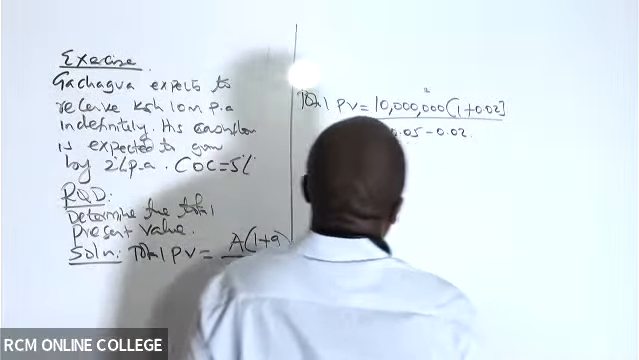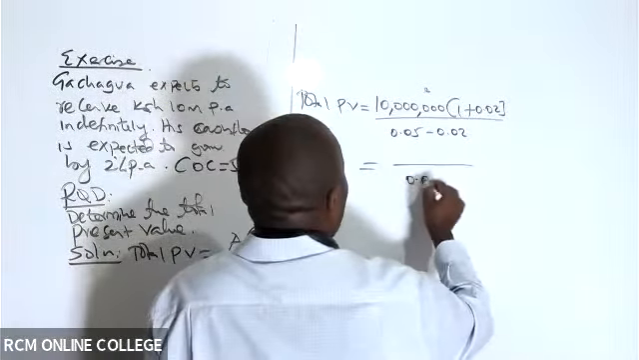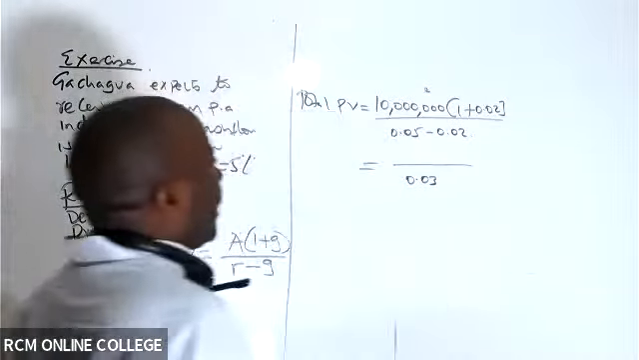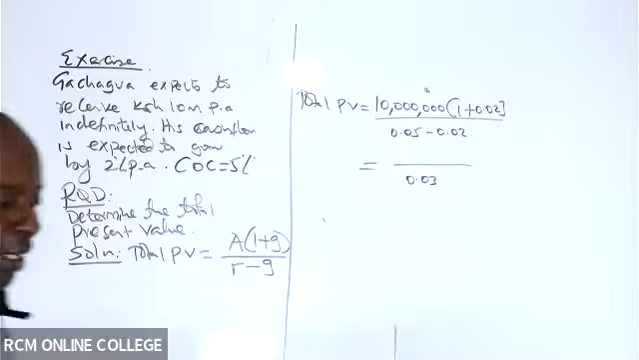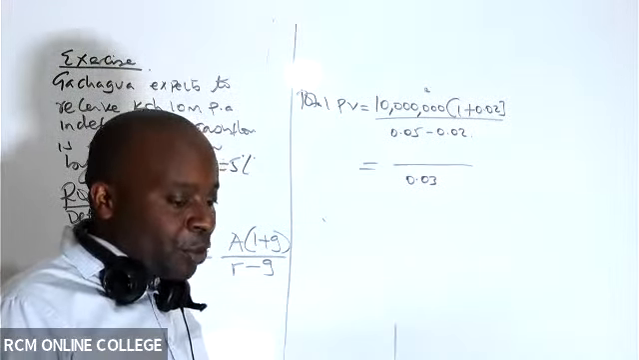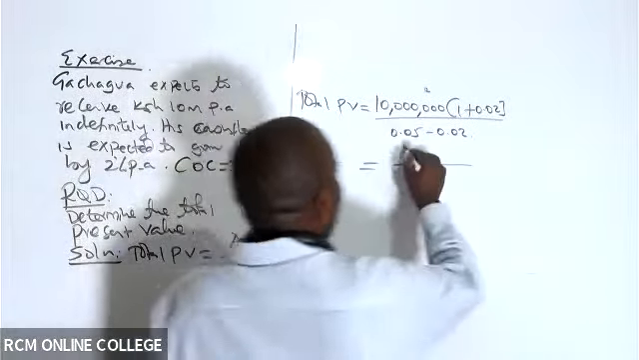Like that. So can you kindly go ahead and give me the figure? I know the denominator will be 0.03, but how about the numerator? Can someone tell me, in this case, 10 million times 1.02 will give me what figure? 10 million times 1.02 will end up giving me 10,200,000.